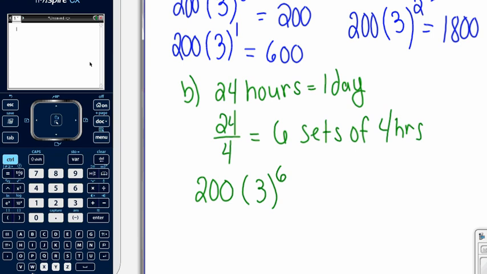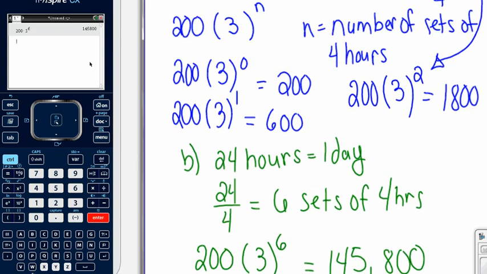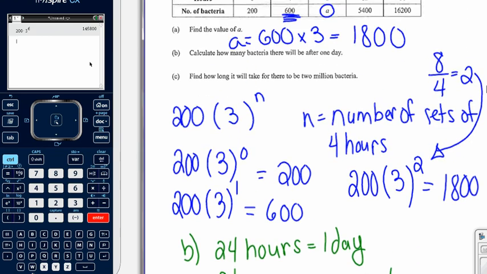So in our calculator, we can do 200 times 3 to the 6, and that gives us 145,800 bacteria after 24 hours or after 1 day. Okay, part C, so we're going to find how long it'll take for there to be 2 million bacteria.